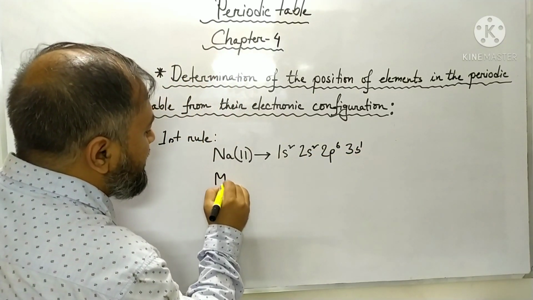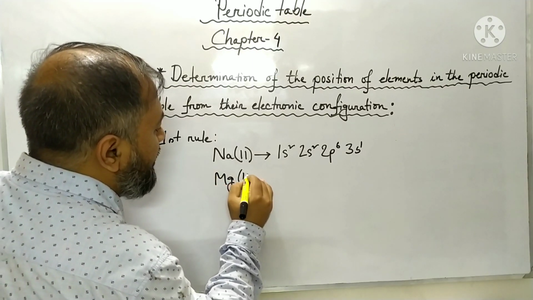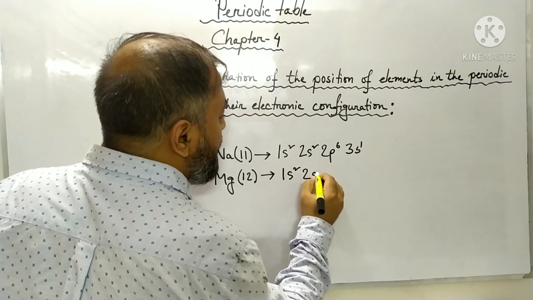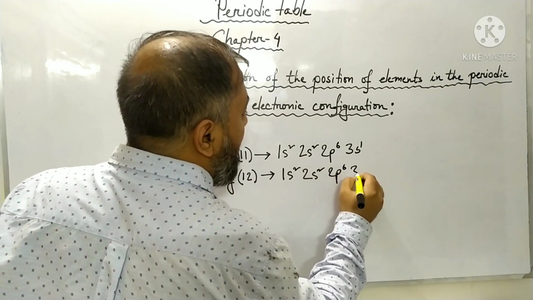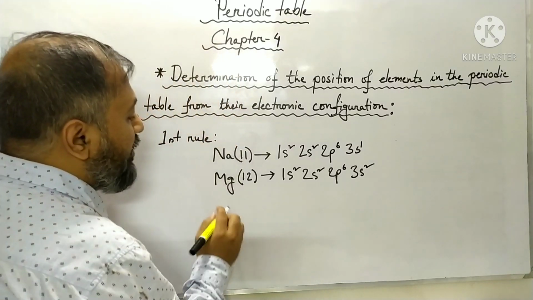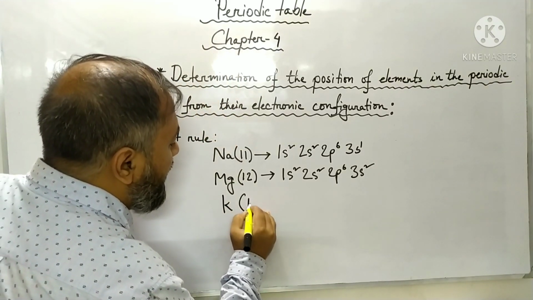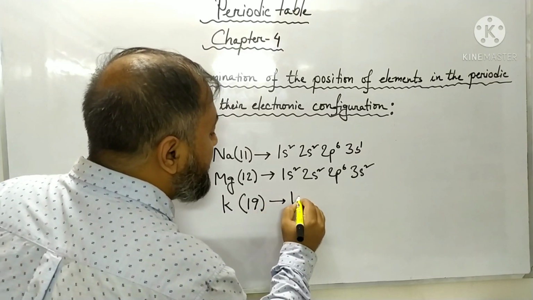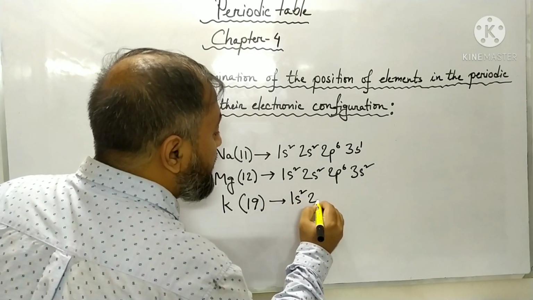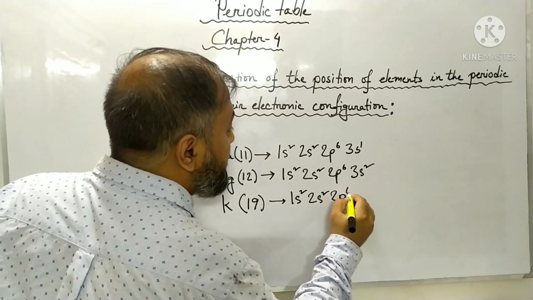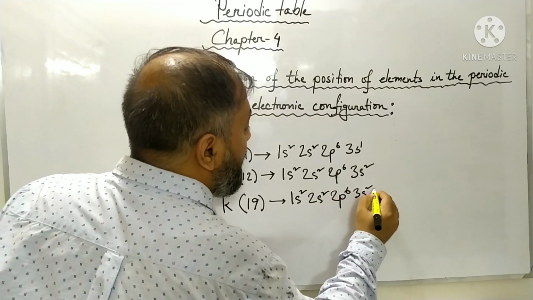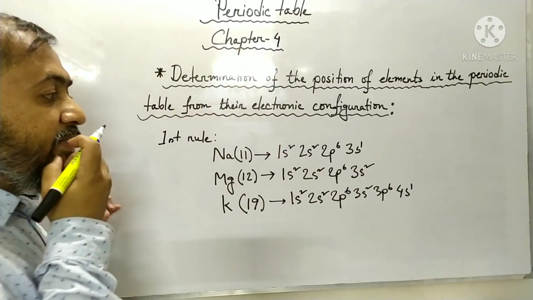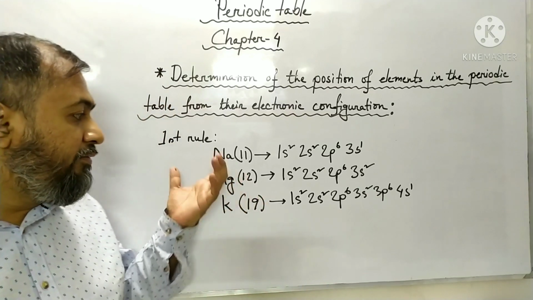The second element is magnesium, and the electronic configuration of magnesium is 1s2, 2s2, 2p6 and 3s2. Now come to the third one, which is potassium, and the total number of electrons present in potassium is 19. So what is the electronic configuration of potassium? 1s2, 2s2, 2p6, 3s2, 3p6 and 4s1. So this is the electronic configuration of three different elements.